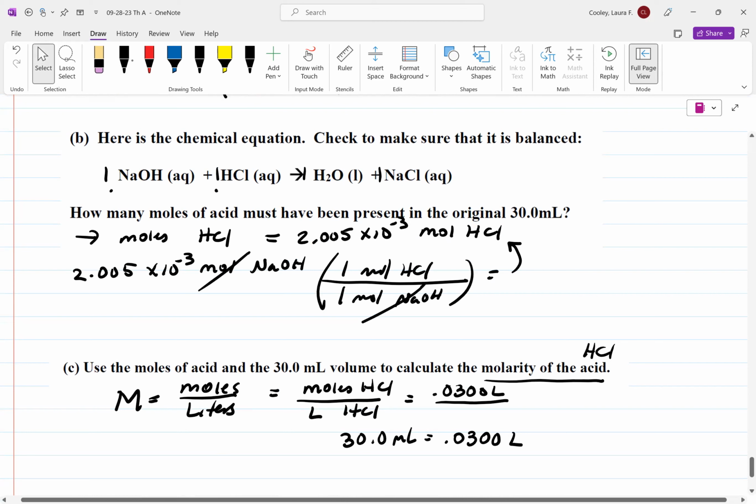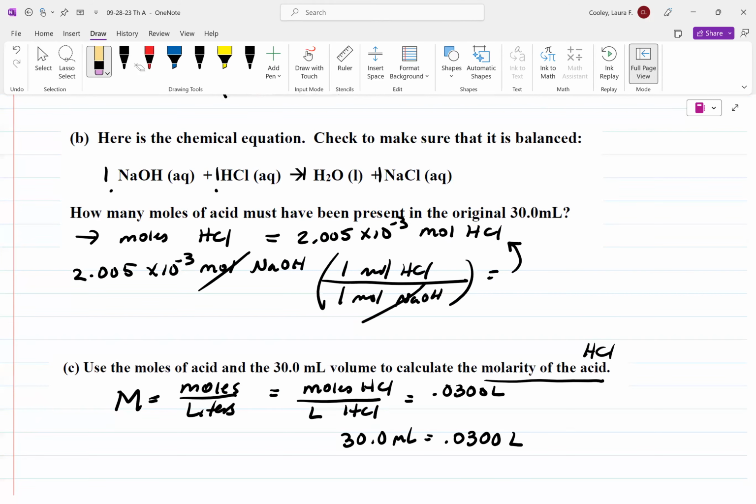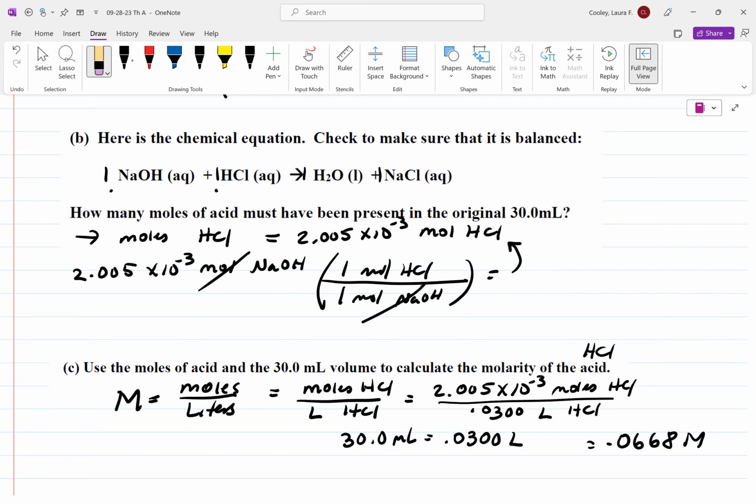Okay, so it's 2.005 times 10 to the negative 3 moles over 0.0300 liters. And that comes out to 0.0668 molar. And that's how you do that problem.